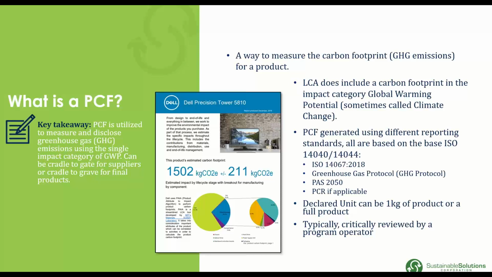Or you could do a full product like this example we show here of a Dell Precision Tower that's showing 1,502 kilograms of CO2 equivalent for this product. And they give a plus or minus 211 kilograms of CO2 equivalent because there's various uncertainties as they do this. I will say also that a product carbon footprint is typically critically reviewed by a program operator.